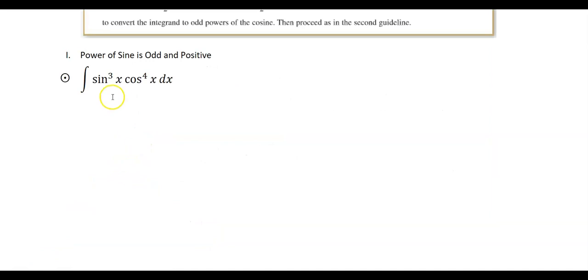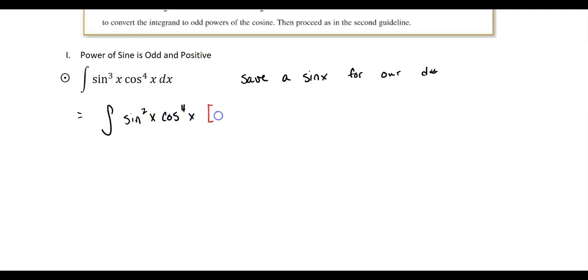I have the integral of sine cubed of x times cosine to the fourth power of x dx, and I notice that my sine is raised to an odd power. So because we have sine raised to an odd power, we're going to save a sine of x for our du. So I'm going to rewrite this as the integral of sine squared of x cosine to the fourth of x, and then in parentheses I'm going to put sine of x that I'm going to reserve to be part of my du. So that's the special one. We're not going to mess with it.